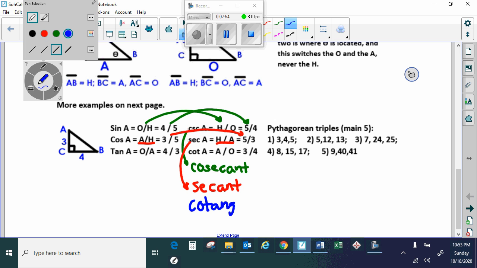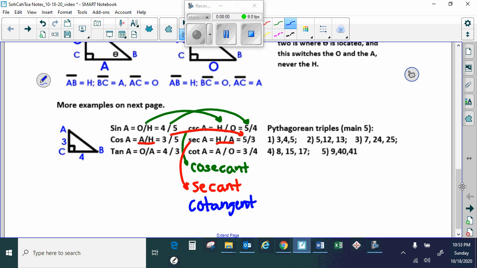And that one, we can use the first three letters, COT for cotangent, SEC for secant. First three letters work because we haven't used them, but we can't use them for cosecant because that would be cosine. So again, the reciprocal of tangent, opposite over A, is A over O. So the reciprocal of 4/3 is 3/4. They're just reciprocals. Here are your 5 main Pythagorean triples that you should have memorized. If not, memorize them now. It will save you on your homework.